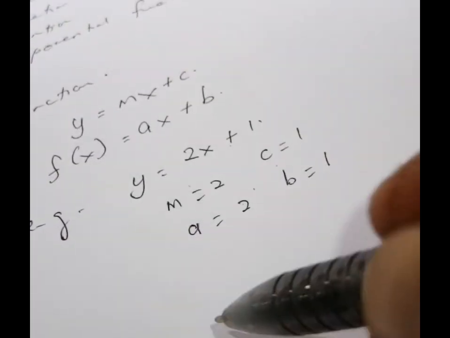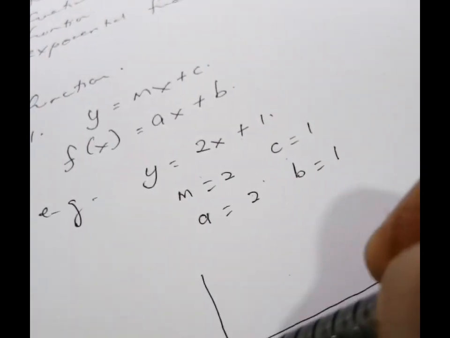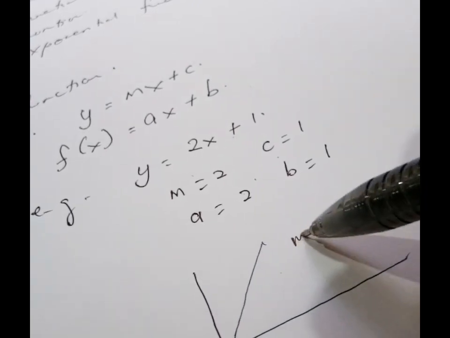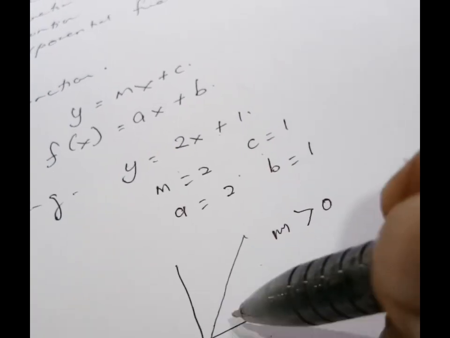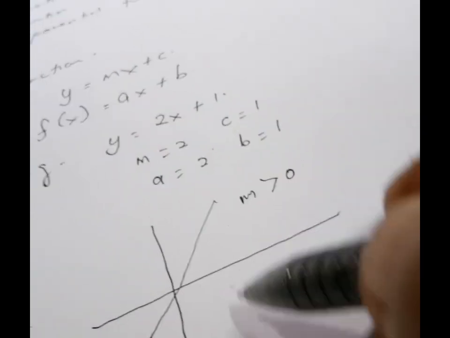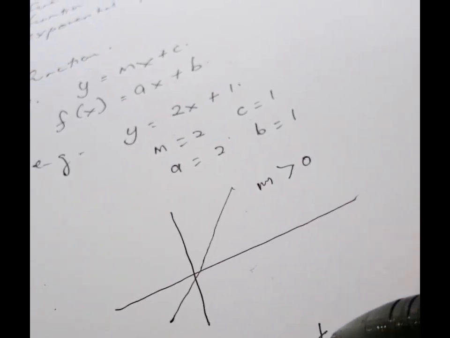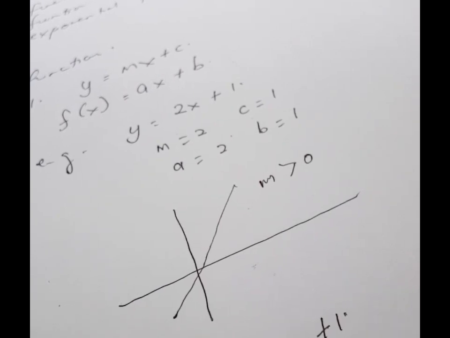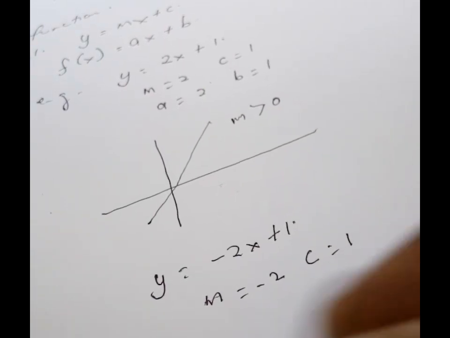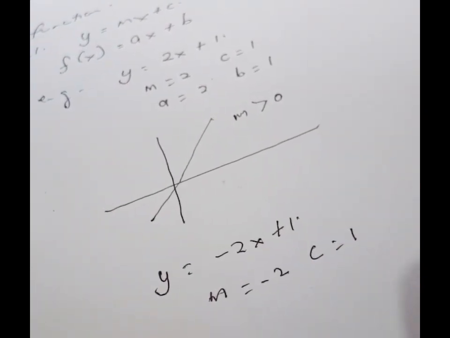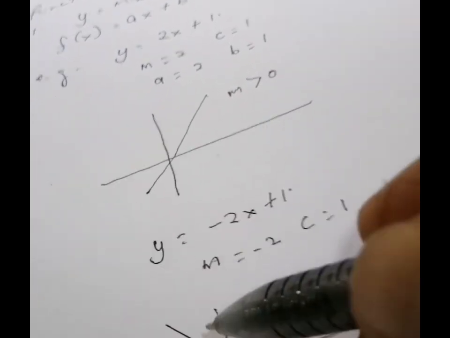Okay, a linear function in graph form is a straight line. There are two types of straight line, increasing or decreasing. When m is positive, we have an increasing straight line. When m is negative, such as y equal to minus 2x plus 1, where m is negative 2 and c is 1, we have a decreasing function. So when m is less than 0, negative, we have a decreasing function.